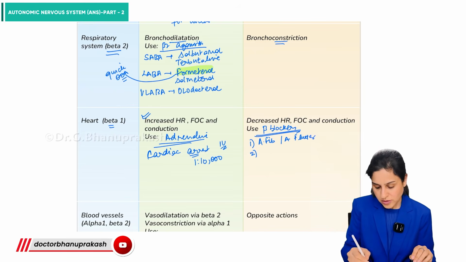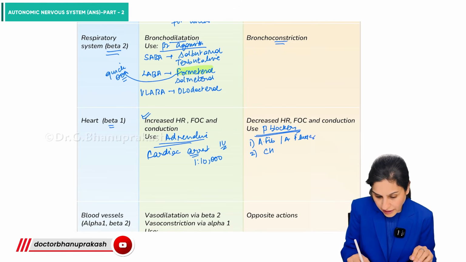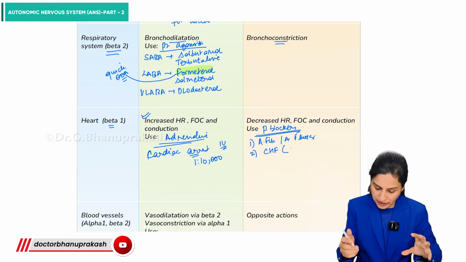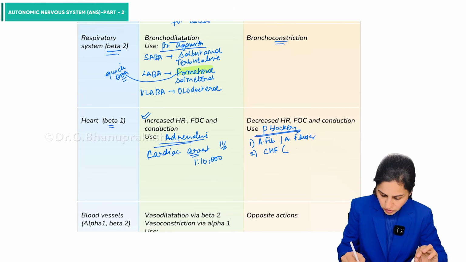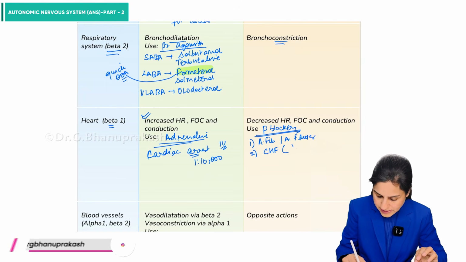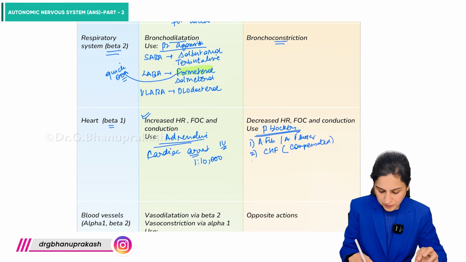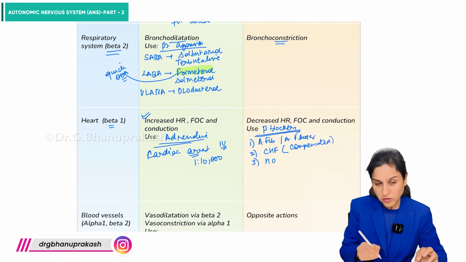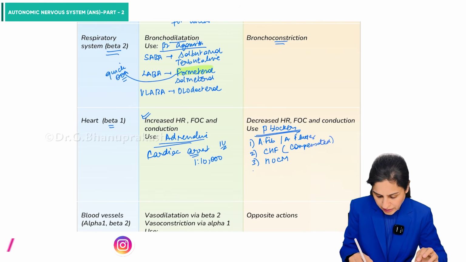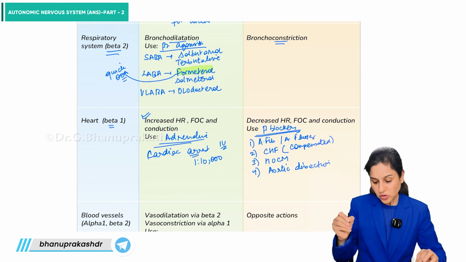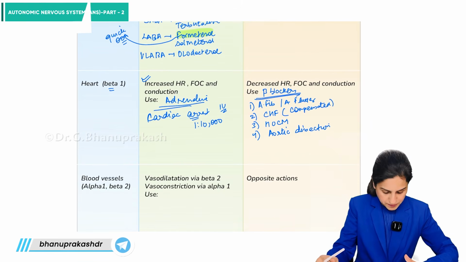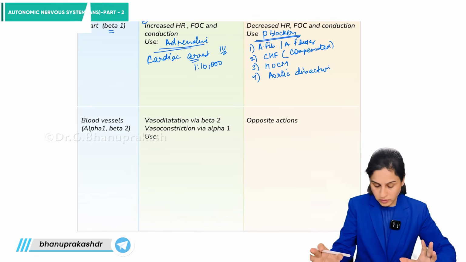Then number 2, this is used in case of chronic heart failure, but not in acute heart failure. You can also say this is compensated heart failure, in low doses. Then it can be used in hypertrophic obstructive cardiomyopathy. Then it is used in case of aortic dissection. So these are the uses of beta blockers on the heart, on the organ system.